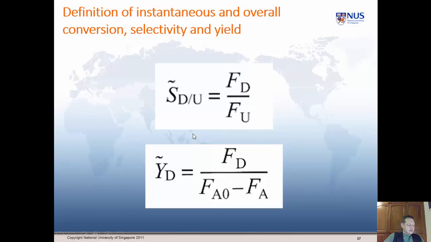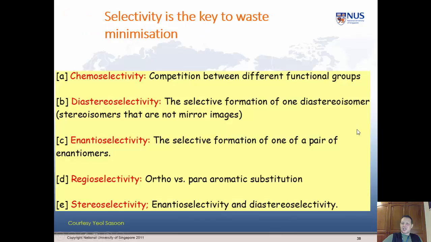Okay, again, selectivity and yield. So the $54 million question, how do you increase yield or selectivity? And the last part of this little lecture is going to be about that, and we've got about 5 minutes left max. Selectivity is certainly the key to waste minimization, but you need to think as chemists what you mean by it.